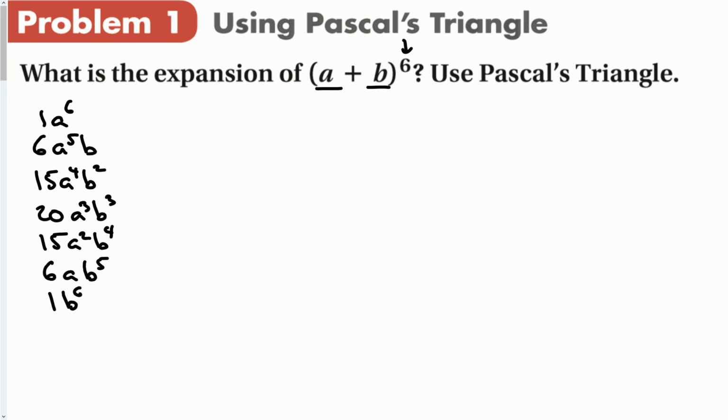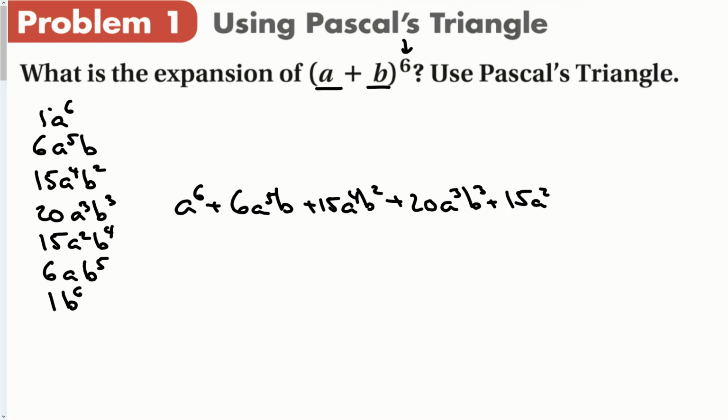together. So a plus b to the 6th power would be a to the 6th, this one, plus 6 a to the 5th b, 15 a to the 4th b squared, plus 20 a to the 3rd b to the 3rd, 15 a squared b to the 4th, 6 a b to the 5th, and b to the 6th. Okay?